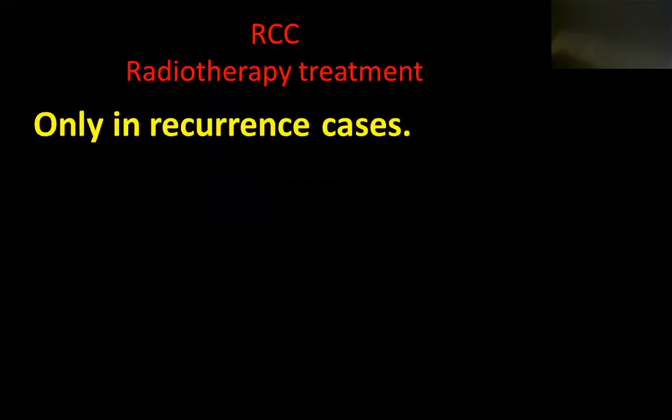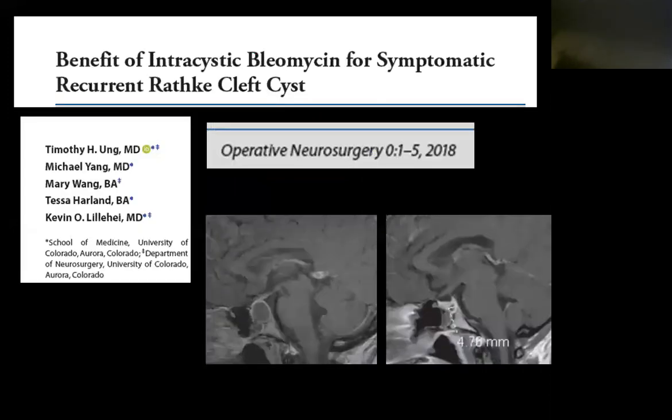I mentioned radiotherapy. It is not a tumor, so why should we give radiotherapy? People say that if you are at a loss, you have done 2 or 3 times of surgery, then you may try it, but it is not established. What about chemotherapy? Bleomycin. It's been used for symptomatic recurrent Rathke's. Again, it is a palliative approach. It is something that you may entertain to do if everything fails.